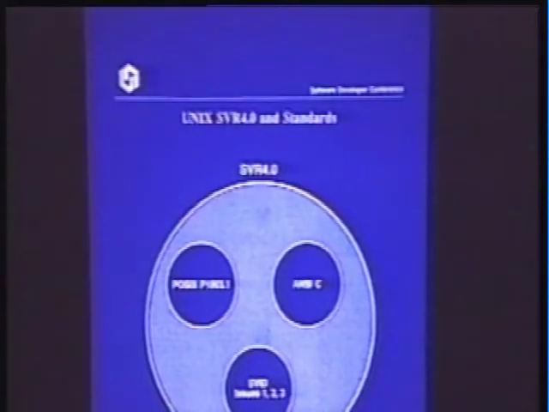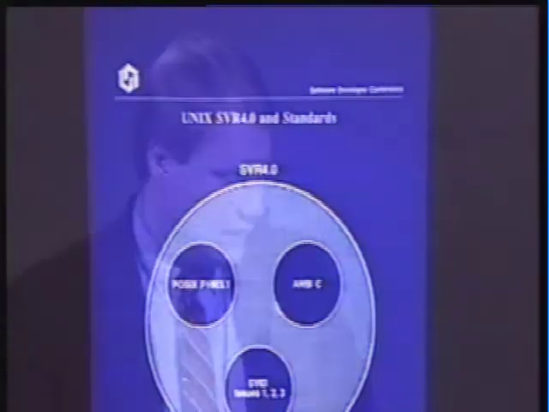Let's go into a little more detail in terms of the standards, just to again reassure you that Unix System 5 Release 4 is a complete superset of these standards, whether it's the System 5 interface definition or SVID or the POSIX standard or the ANSI standard. Unix System 5 Release 4 is a complete superset.